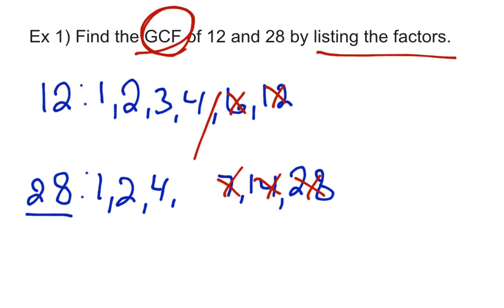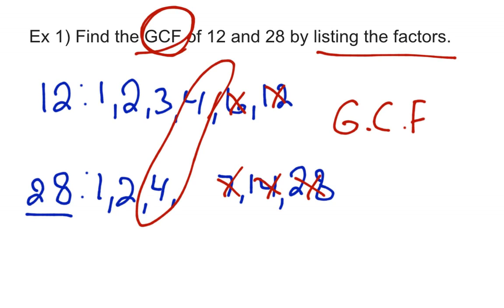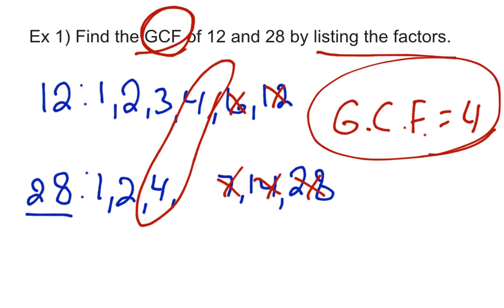The first number that's common between these are the 4s. 4 is the biggest number that's common, or the greatest common factor. So GCF equals 4 in this case. It's the biggest number that's common between the two of them.